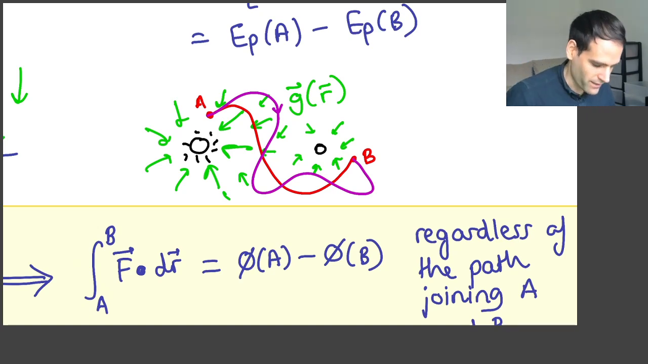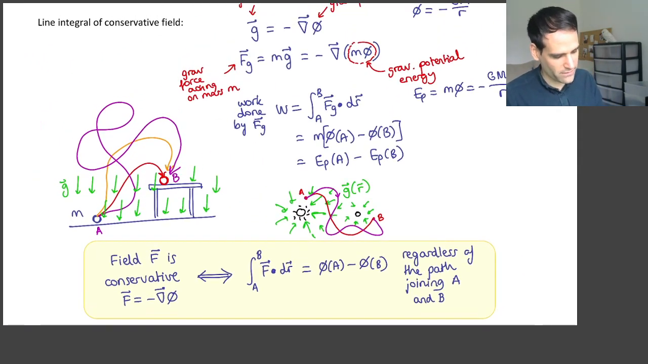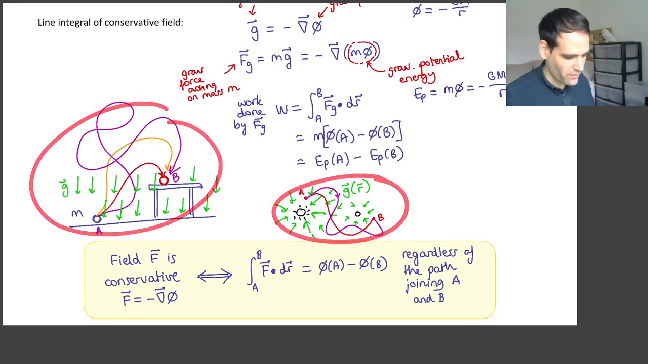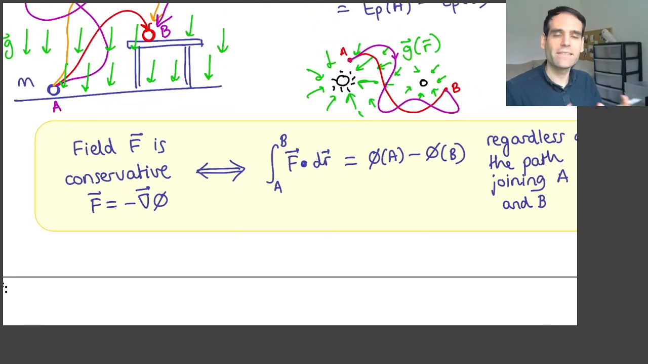Okay? So this is the importance of conservative fields in terms of the work done by these fields, or in terms of the line integral. Okay? So this very, very important physical consequence is the consequence of a very simple mathematical statement. And the mathematical statement is simply this.